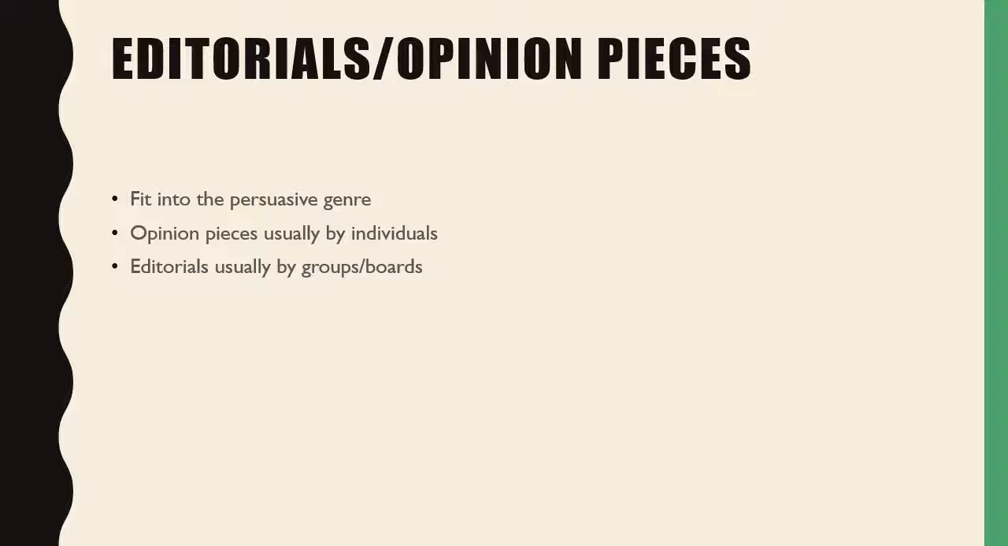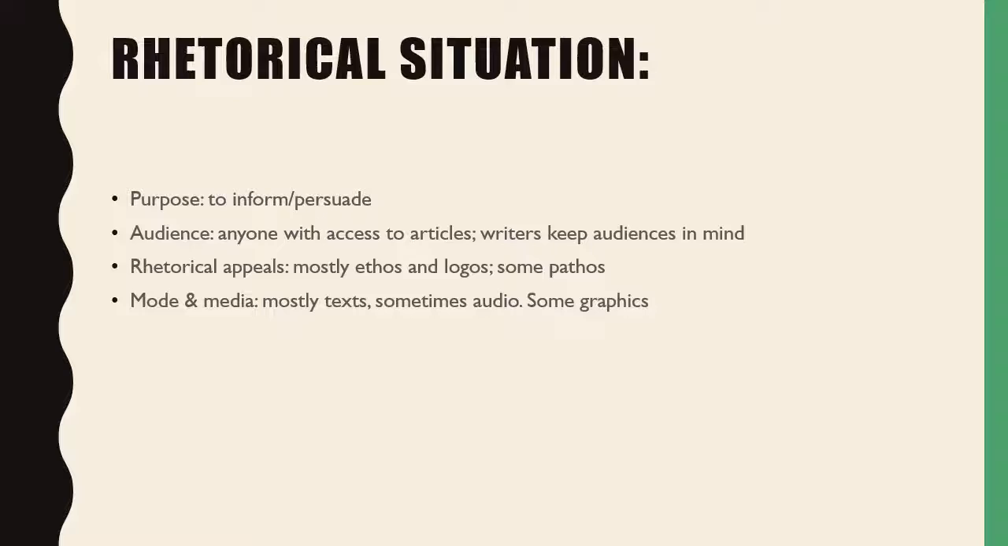Editorials are generally written by groups or boards, the staff of a newspaper, say, whereas opinion pieces are generally by individuals. Not always, sometimes it's a group of individuals, like a group of nurses who have gotten together or a group of students. But just as a general rule, the editorials are written generally by groups or boards, like staffs. And opinion pieces tend to be either individuals or collections of individuals.